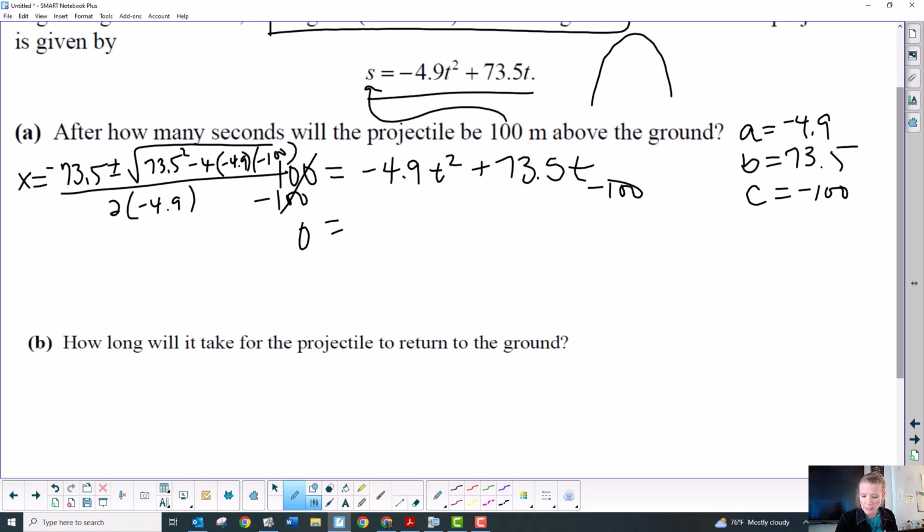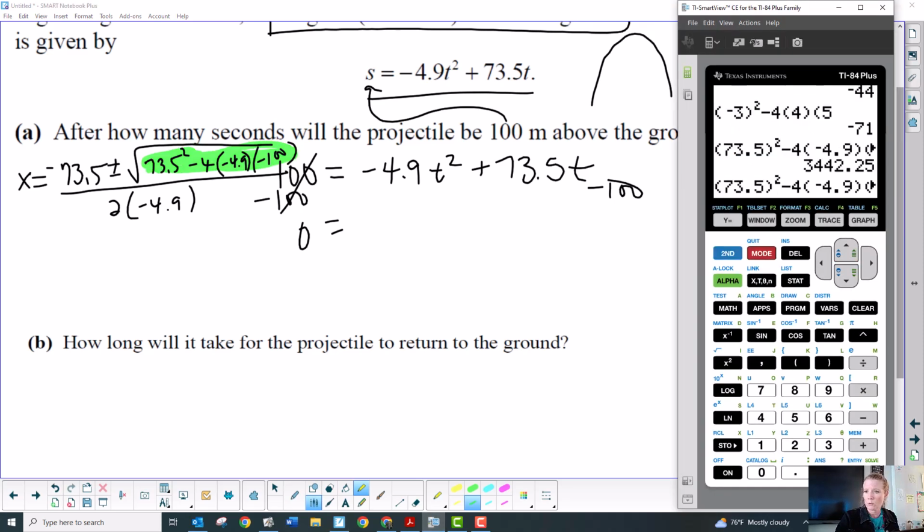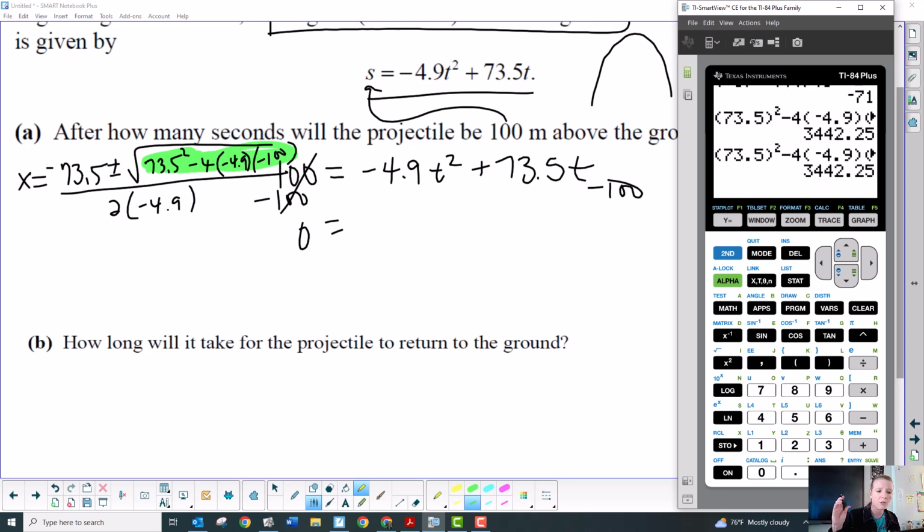Now, I'm going to type all of this piece right here into my calculator all at one time. Oh look, I already did it. I hit enter and I get 3442.25. So that's what's underneath my square root.